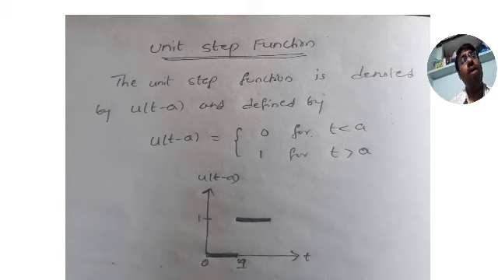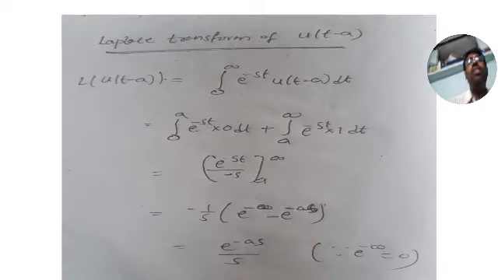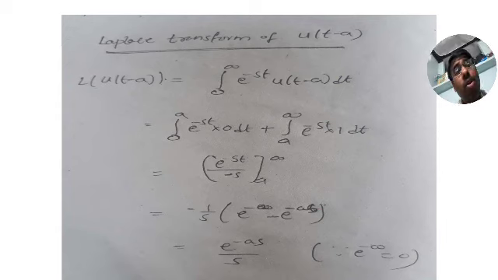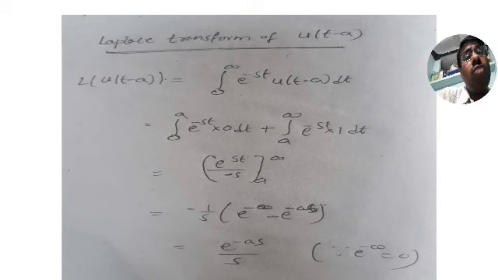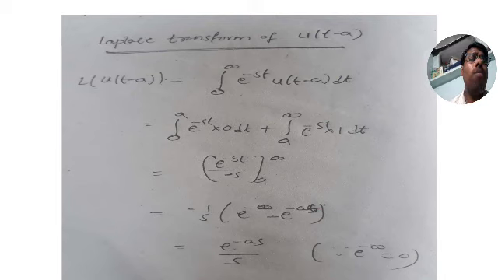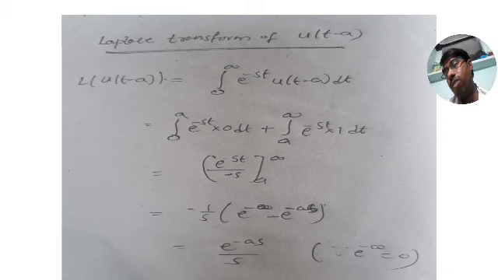Given a graph, it looks like steps and the height is unity, therefore it is called the unit step function. Depending on the definition of Laplace transform and unit step function, we got the Laplace transform of the unit step function. What is that? L of u of t minus a is equal to e power of minus as by s. So this is our unit step function and its Laplace transform.